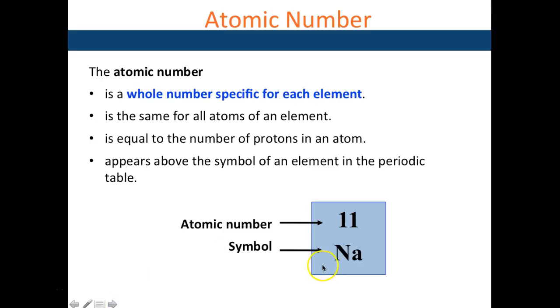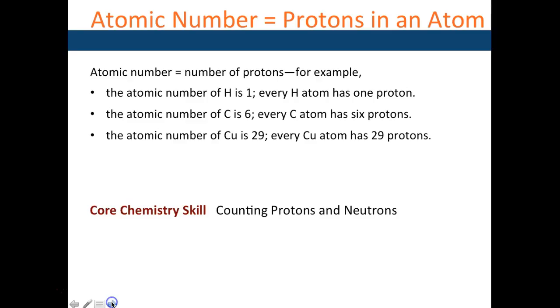So the symbol of an element, you will see on the periodic table, and then right on top of it you have a number associated with it. This is a whole number because you are obtaining this number by counting. So for example, hydrogen has an atomic number of 1. That means that every hydrogen atom will have 1 proton. The atomic number of copper is 29, therefore every copper atom has 29 protons.